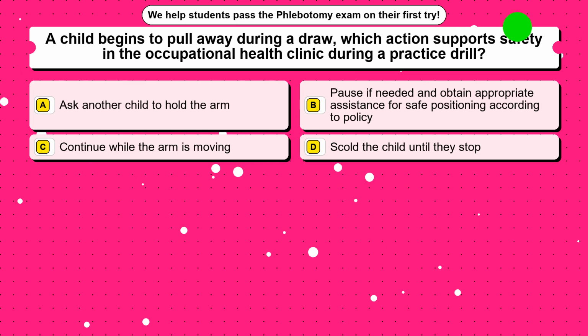Question 89. A child begins to pull away during a draw. Which action supports safety in the occupational health clinic during a practice drill? Option A. Ask another child to hold the arm. Option B. Pause if needed and obtain appropriate assistance for safe positioning according to policy. Option C. Continue while the arm is moving. Option D. Scold the child until they stop.